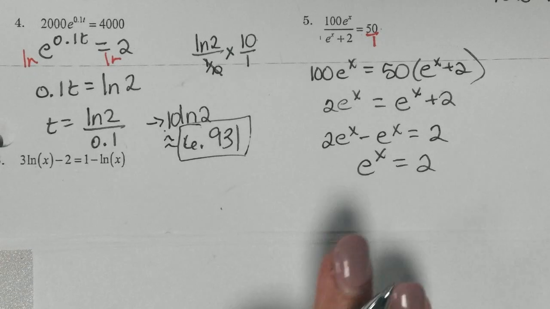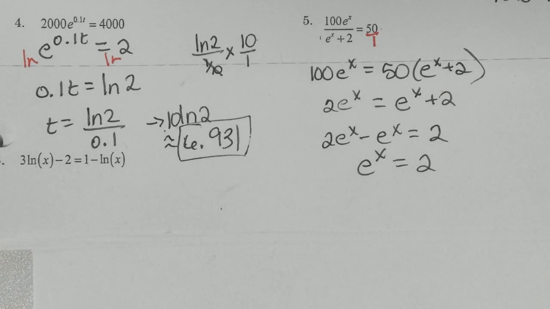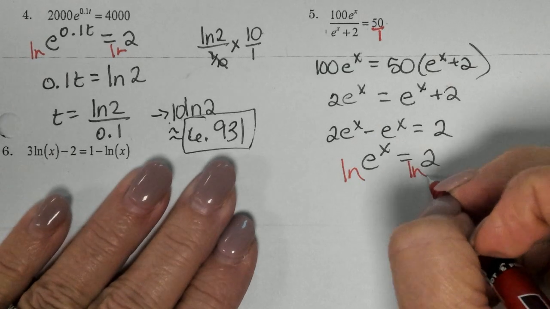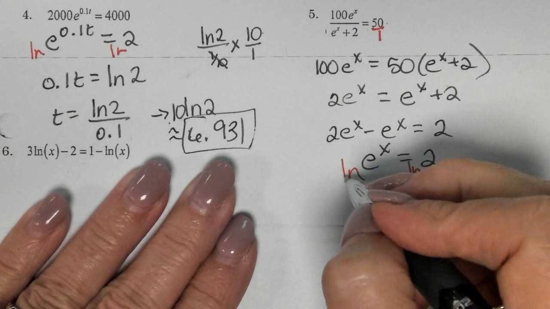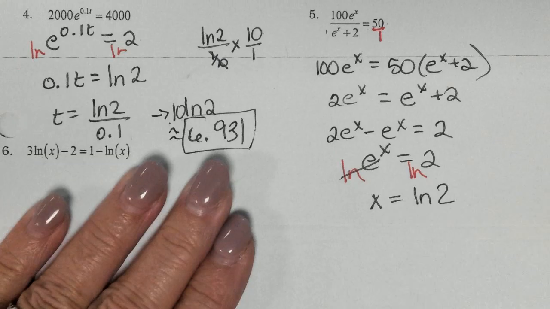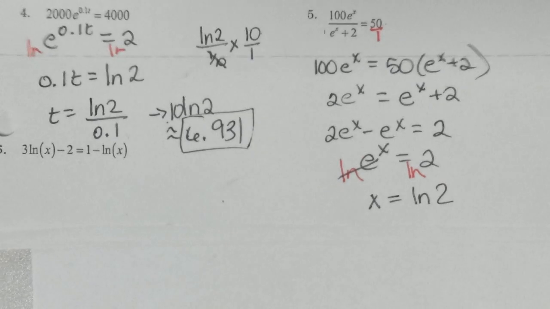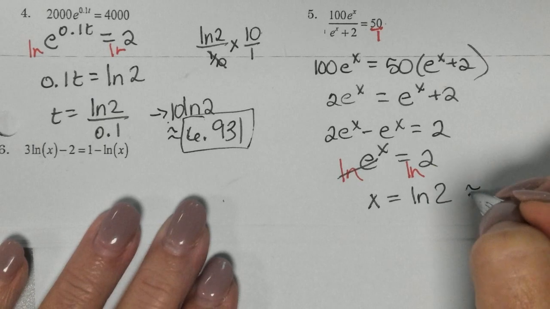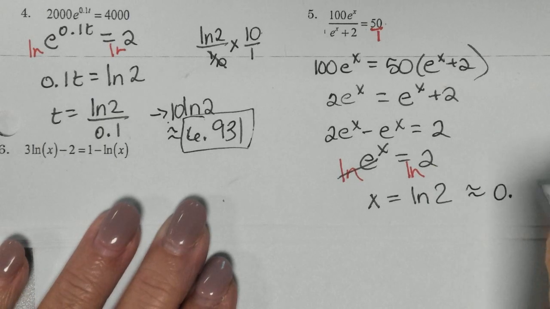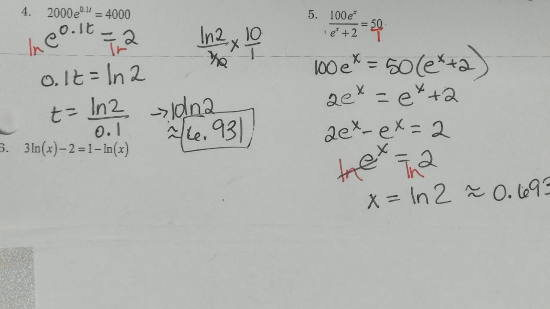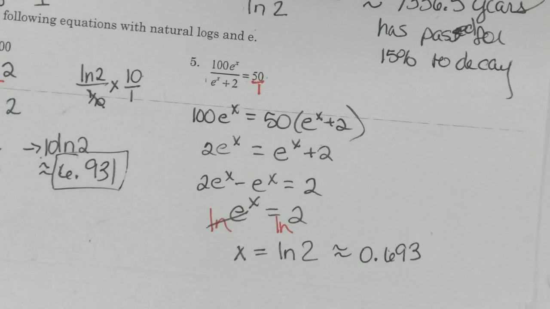Now, how are you going to get x out of the exponent? Natural log. Okay, so we're going to natural log both sides. And what you have is x equals the natural log of 2. Natural log of 2 is 0.7, okay, 0.7 or 6, I think. It's good. It didn't say what to round to.